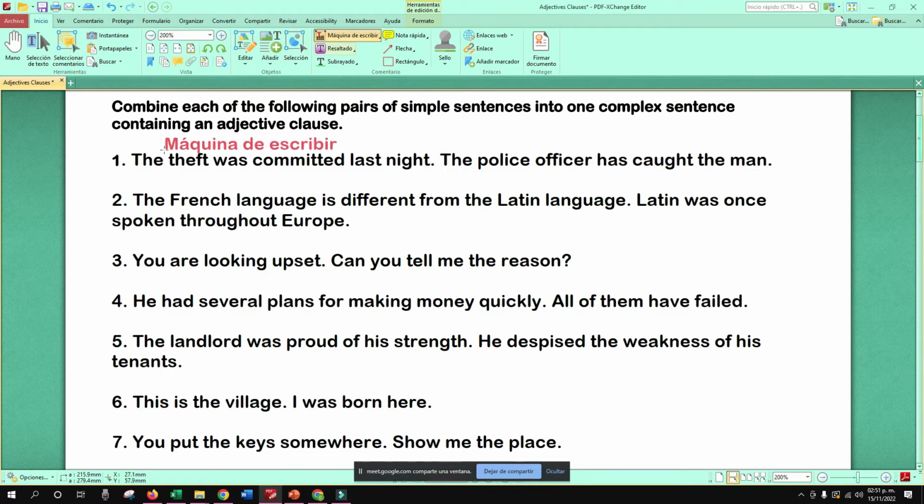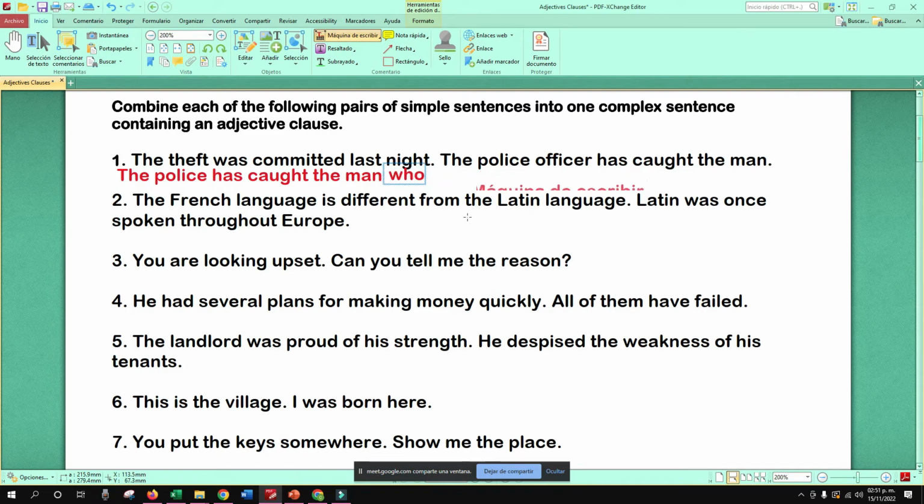The police has caught the man, right? So we're talking about the man. That is a person. So we're going to use the relative pronoun, for a person, who, right?